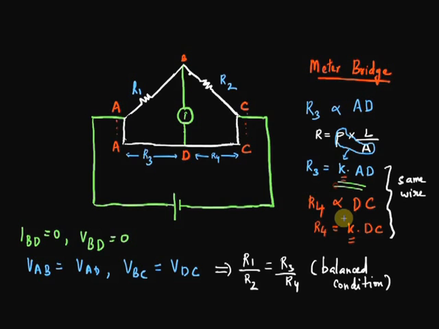Look at these two relations here. R3 is nothing but K times AD, while R4 is K times DC. So if you substitute this in our balance condition formula, we get R1 over R2 is equal to K times AD divided by K times DC. So if I cancel out the K terms from my numerator and my denominator, we get R1 over R2 is equal to AD over DC.